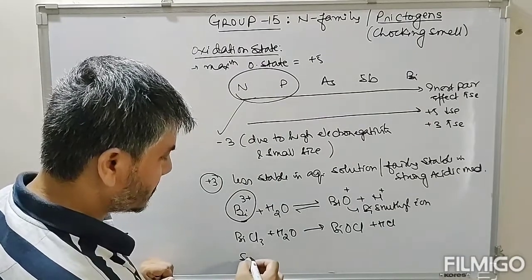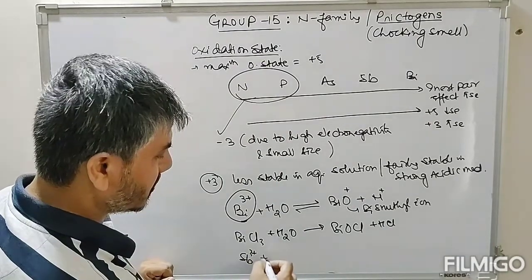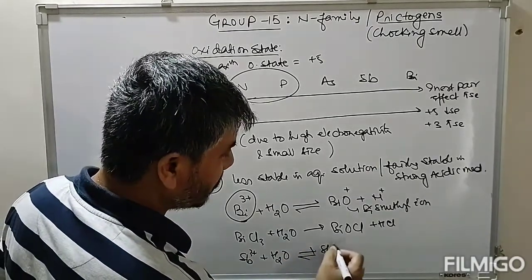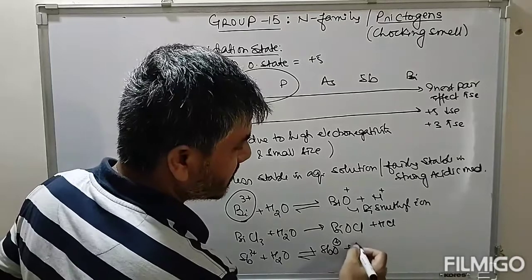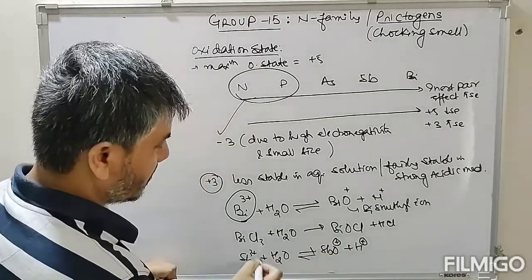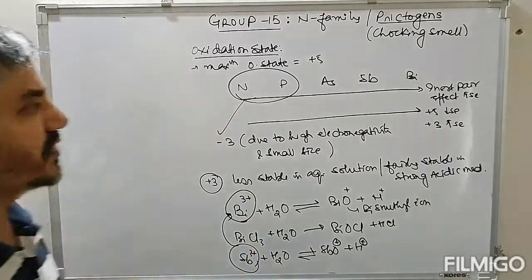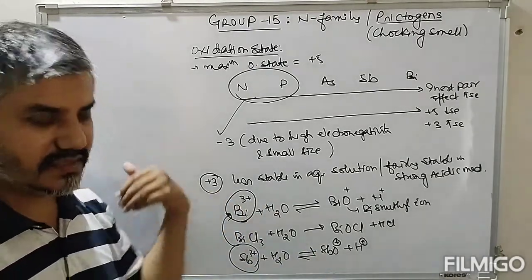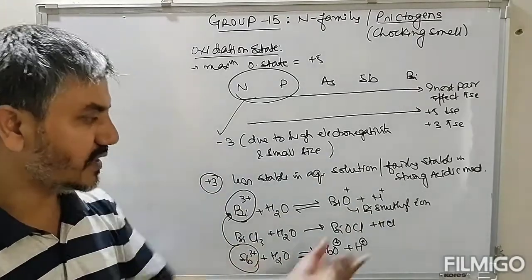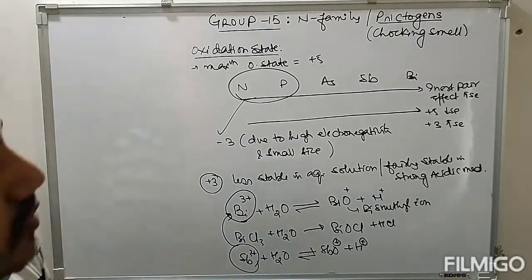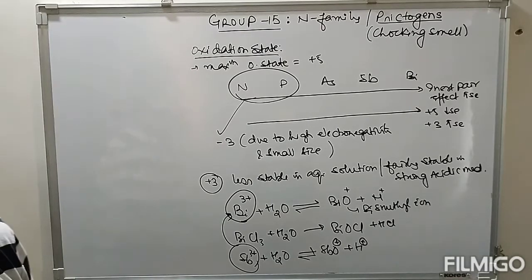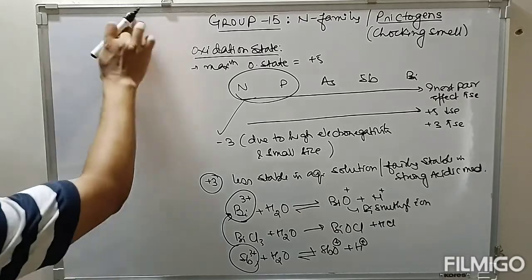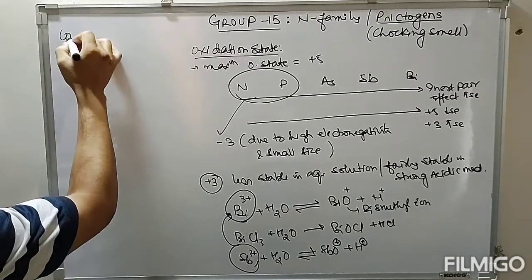Similarly, we can have a look at antimony +3. These also hydrolyze by water and give antimonyl oxide plus H+. So this +3 is fairly stable in acidic medium. In aqueous medium, it is easily hydrolyzed to give you antimonyl or bismuthyl ion. This is oxidation state.